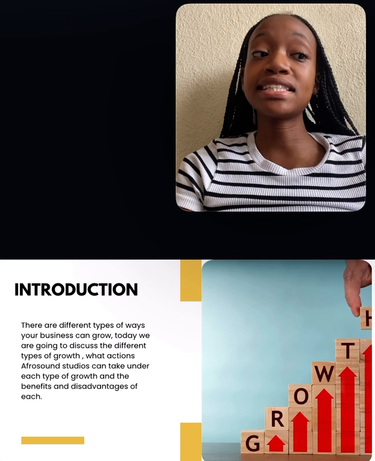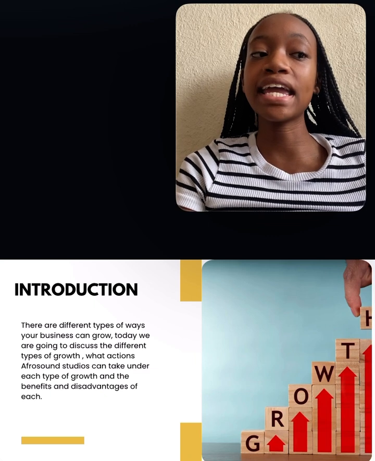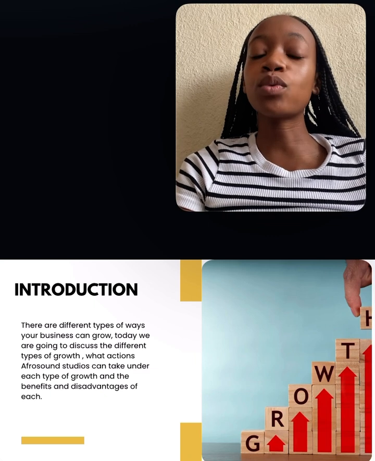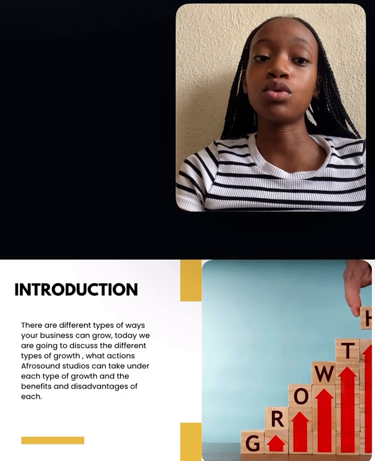There are different ways your business can grow. Today we're going to discuss the different types of growth, as well as what actions Afrosound Studios can take under each type of growth, as well as the benefits and disadvantages of each type of growth.